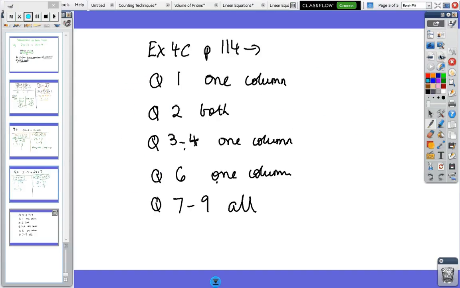Okay. And the exercise is just there, 4C, page 114. They're the questions to do.